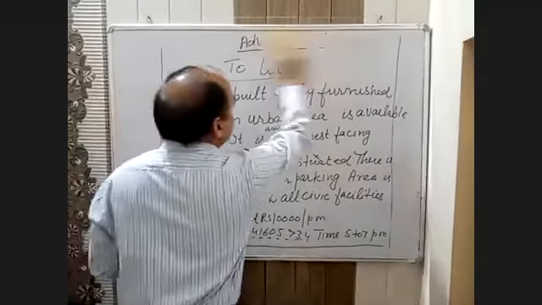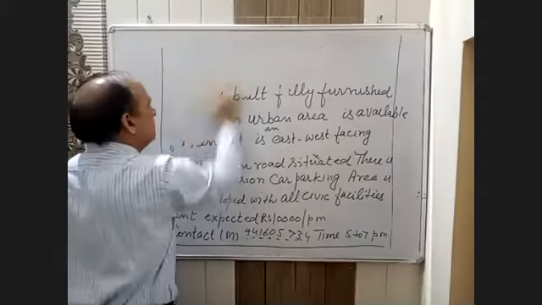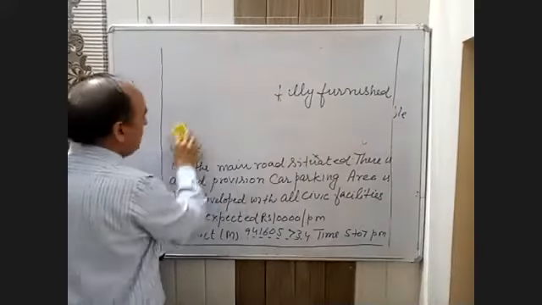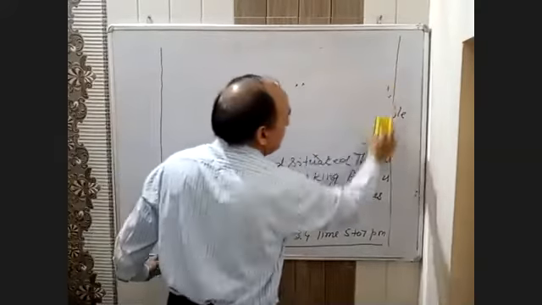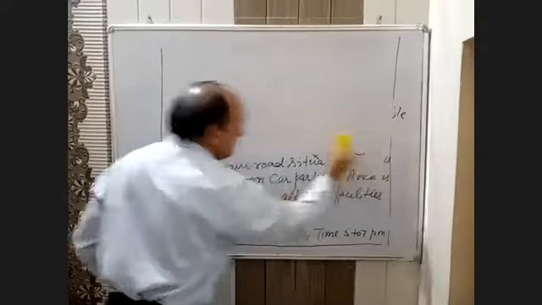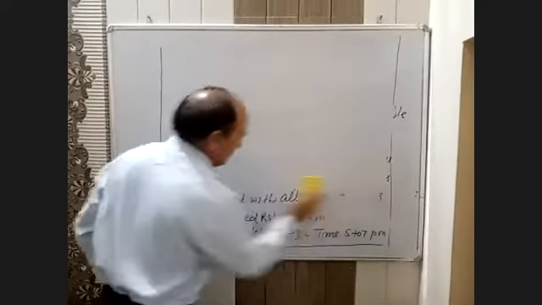Okay. Now we go for another one. For sale also. Now for sale, if you want to write, you have to write the same thing. Same thing you have to explain: there is a provision, area is developed. Only thing, price you have to write. Reasonable price. You have to write reasonable price.